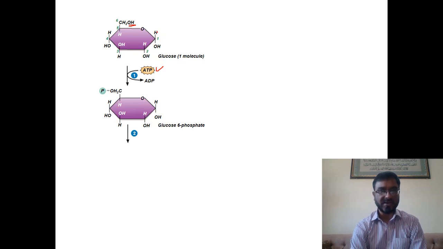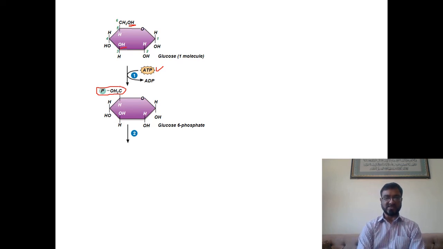How you will write it: the third carbon, the OH is at the top position, and all other OH will be at the lower position. This fifth carbon is the CH. So all the molecule will be the same, only the phosphorus will be added at the sixth carbon by the kinase enzyme.